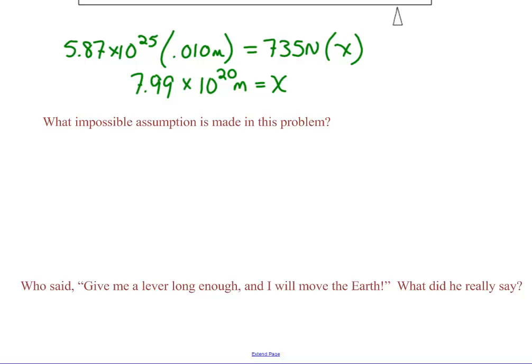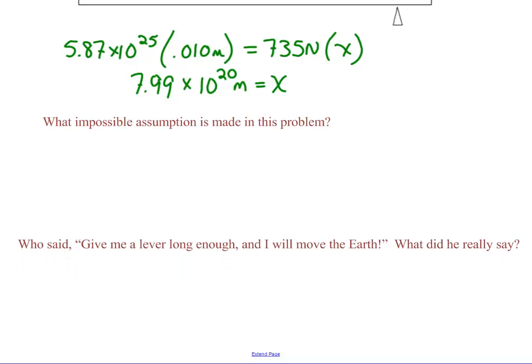The next assumption is that the lever arm on the earth side is only 1 centimeter. Well, that's not going to work because the earth is a lot larger in volume than 1 centimeter. So there's no way that you could have a lever arm on the earth side of just 1 centimeter and attempt to move it. So there are two impossible assumptions that you have to make to solve this problem. And the last one: who actually said this? We need a person that came up with it. And second, is this exactly what this person said? If not, what did he really say? That's some research for you to do, and it would be good for you to bring that answer to class when we discuss this vodcast.